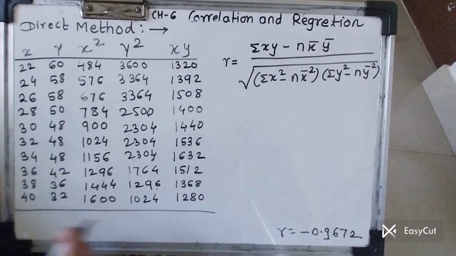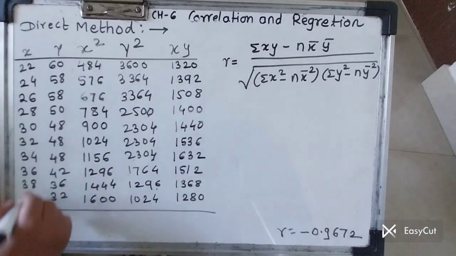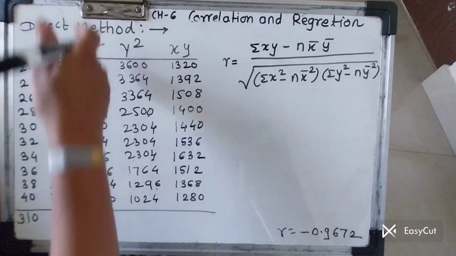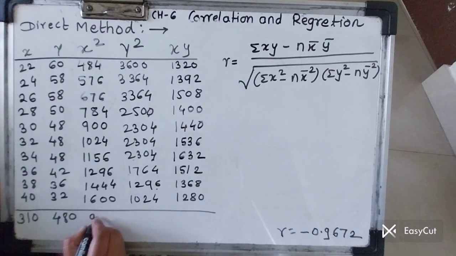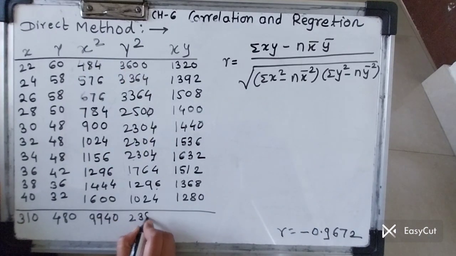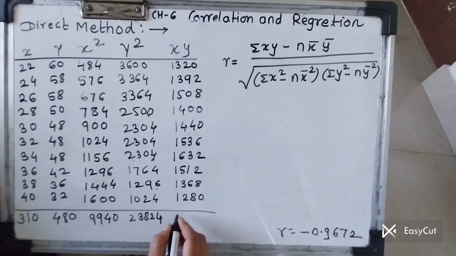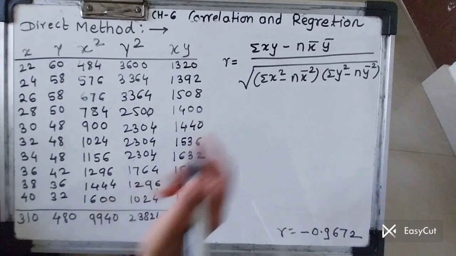Okay, now we require all the summations. So find out summation x. Summation x is 310. Summation y is 480. Summation x square is 9940. Here summation y square is 23824. Summation xy is 14388. Okay, now put all values in the formula.